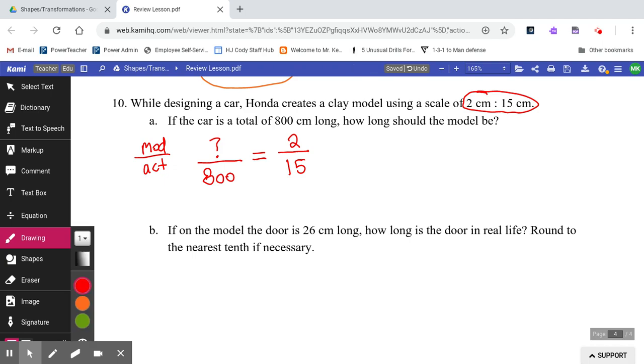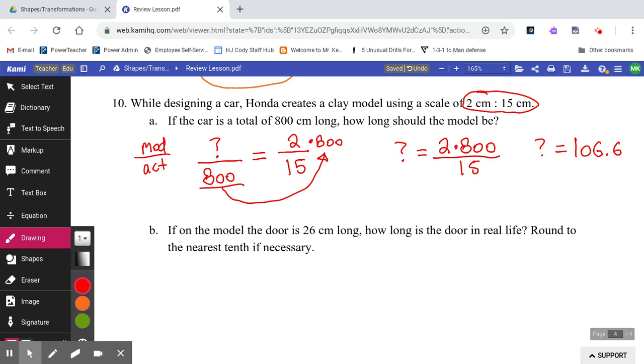I do my multiplication, so I take 800 and I multiply it up here. That means my question mark equals 2 times 800 divided by 15. You throw that in your calculator. 2 times 800 is 1600. Divide 1600 by 15, and you get 106.6 repeated. So the model should be 106.6 centimeters long. It's a pretty big model, but I mean, you're doing a car, so it kind of makes sense.